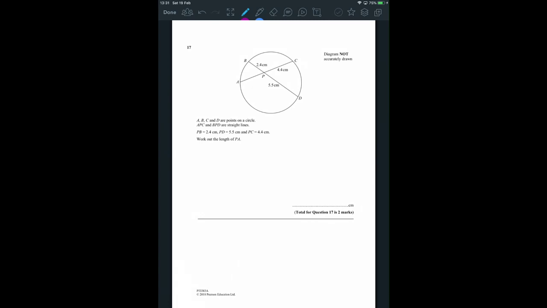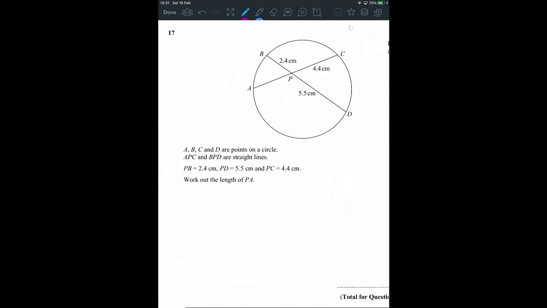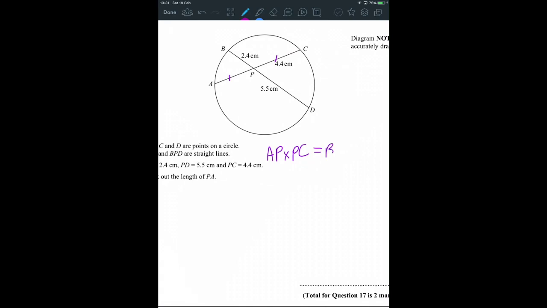Intersecting chords. This one has a formula, and it's actually a relatively simple formula, but if you don't remember it, these questions are impossible. The formula states that if you multiply two parts of the chord, so that's AP and PC, that's the same as if you multiply the equivalent two parts on a different chord, so that's BP and PD.